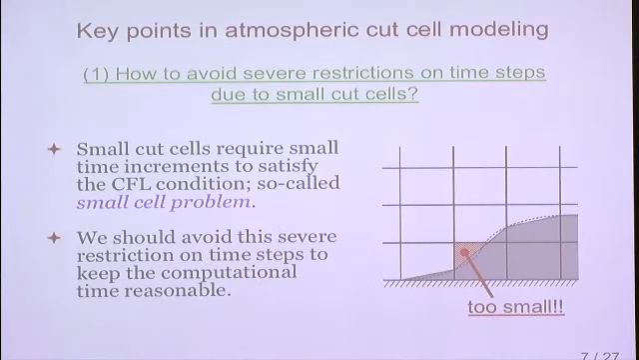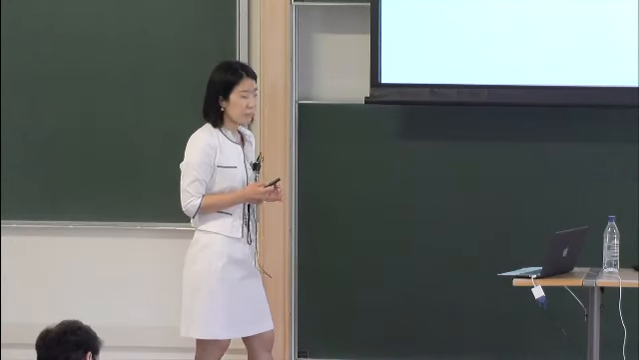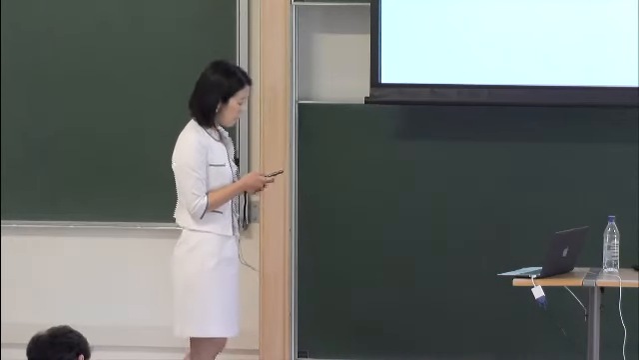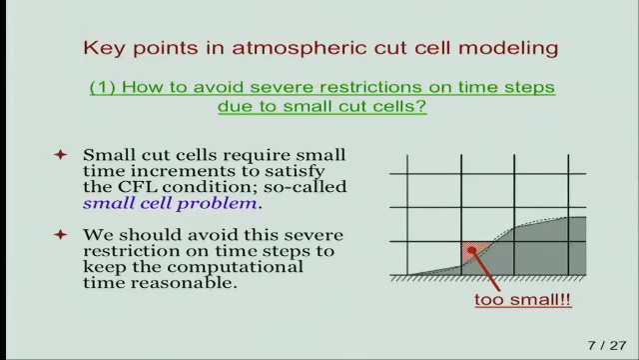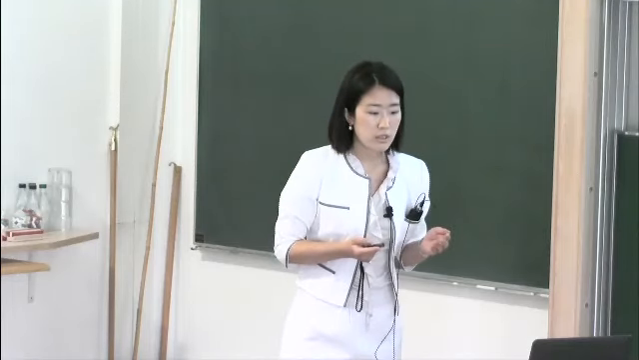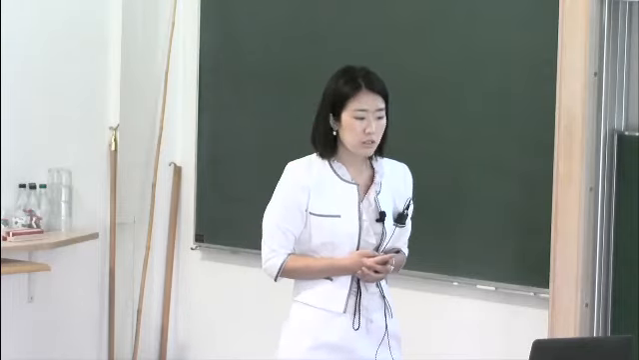However, at the same time, the immersed boundary in Cartesian model causes some difficulties in atmospheric calculations. And there are three key points in atmospheric Cartesian modeling, in my opinion. The first point is how to avoid severe restrictions on time steps due to the small cut cells. Small cells cut by topography, like this cell, require small time steps to satisfy the CFL condition.